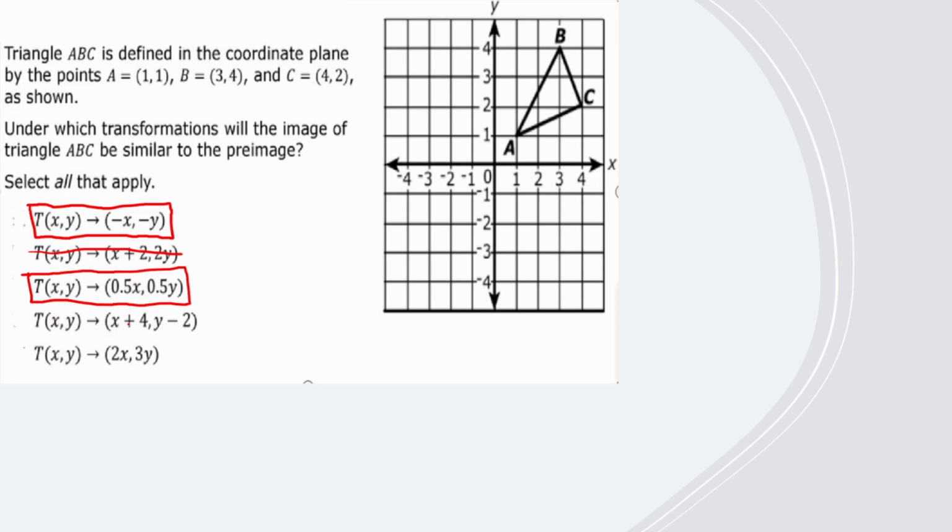Our next one, it says x plus 4, y minus 2. This would be a translation, which means that we're sliding right 4 and then going down 2. And that's where our triangle would be. Now, in some aspects, we could say that this is similar. They are more than similar. They're going to be congruent. But sometimes they will answer these as them being similar. So for our sake, we're going to say, yes, this is true.